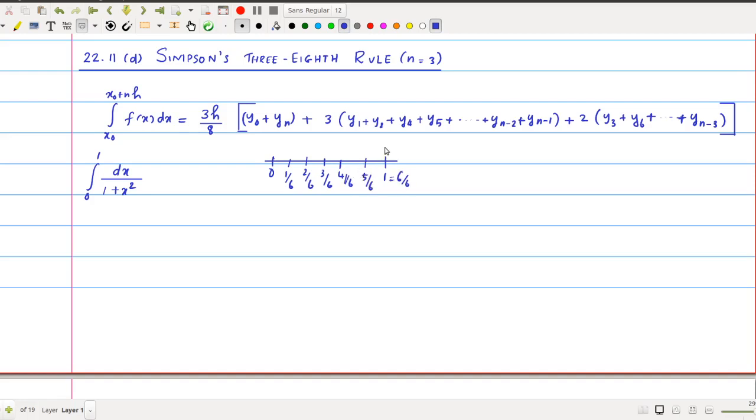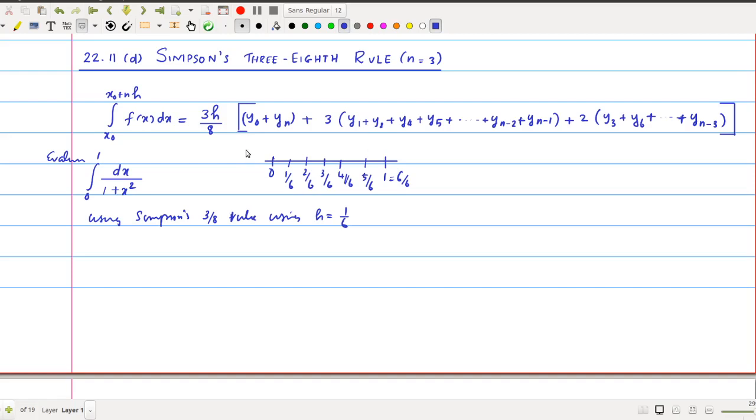So the example is like this: evaluate the integral from 0 to 1 of dx by 1 plus x square using Simpson's 3/8 rule, using h equal to 1 by 6. You are given that h is equal to 1 by 6 here. Otherwise you need to split, or you need to take n as a multiple of 3 in order to use this formula. Okay, now we evaluate the same thing using Newton's 3/8 rule.